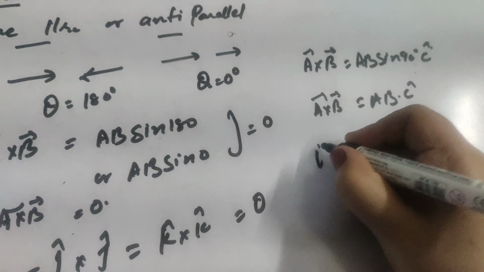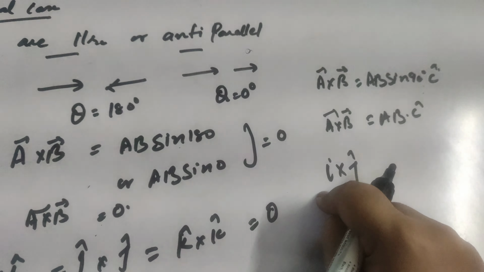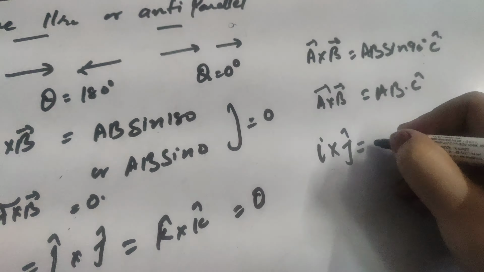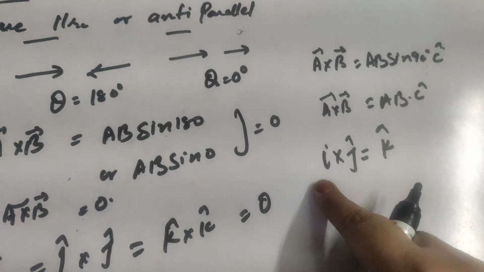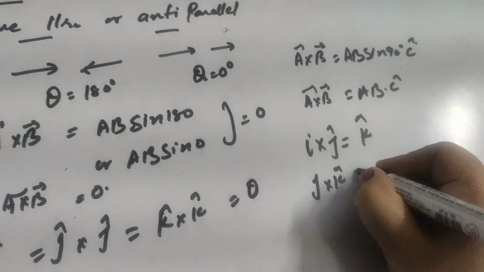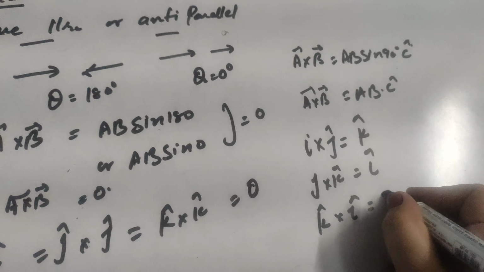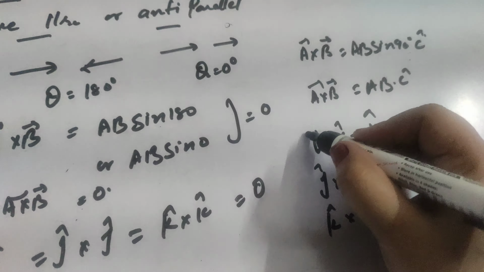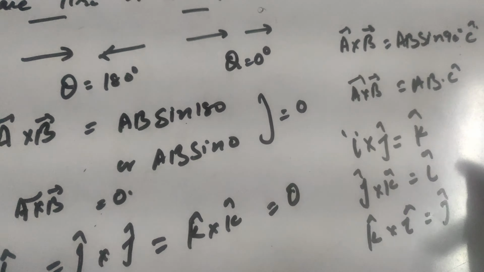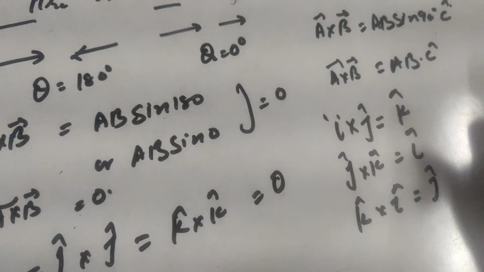So in that case, if I say i cross j, i is a unit vector along the x-axis and j is a unit vector along the y-axis, then the perpendicular vector will be k cap. So i cross j is equal to k cap. Similarly j cross k vector is equal to i cap, and similarly k cross i vector is equal to j cap. So these are two special cases which we will use in our numerical problems also. Now let us discuss how to do the cross product of two vectors in our next video.